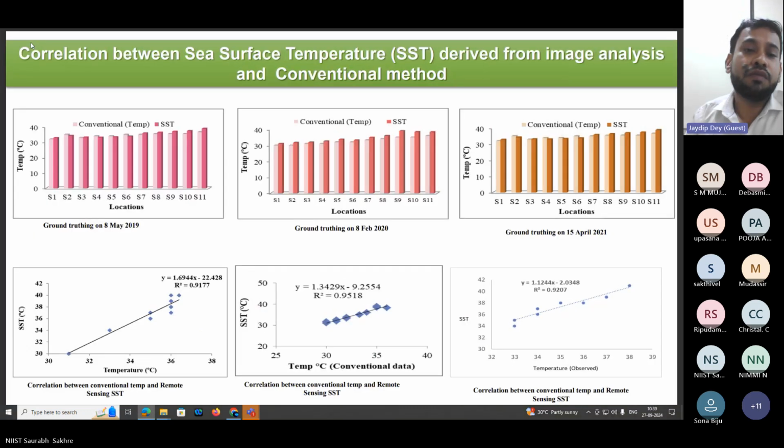When we are working with remote sensing technology, we need to verify with the routine method. We need to do some ground truthing to create a relationship between the conventional method and remote sensing technology. So I have done this for 3 different times. This is the sea surface temperature, and this is the temperature retrieved through the general method. You can see I got a good correlation between sea surface temperature and temperature derived through the routine method. So there is a good correlation between these two parameters.